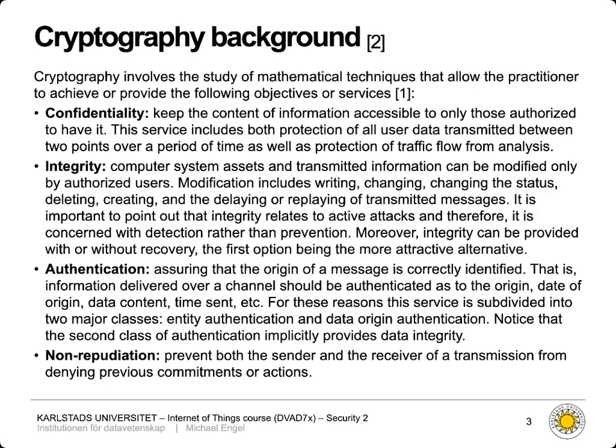The second objective we want to achieve is integrity. So the data and code stored on a computer and also information transmitted by a computer, especially an IoT device, should be able to be modified only by authorized users. Modification means we write parts of the software or data from scratch. We change it, we change the status of devices, we delete something, we create something new on a device, or we try to delay or replay transmitted messages.